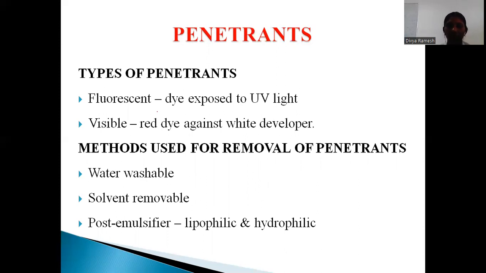So if you use water as the means of removal, it will surely rub off the entire penetrant present on the surface. That is what water washable means. The main thing about water washable is that they apply the water without forcing it onto the surface, without any external force. So they slowly apply the water, and the excess penetrant on the surface will be removed.